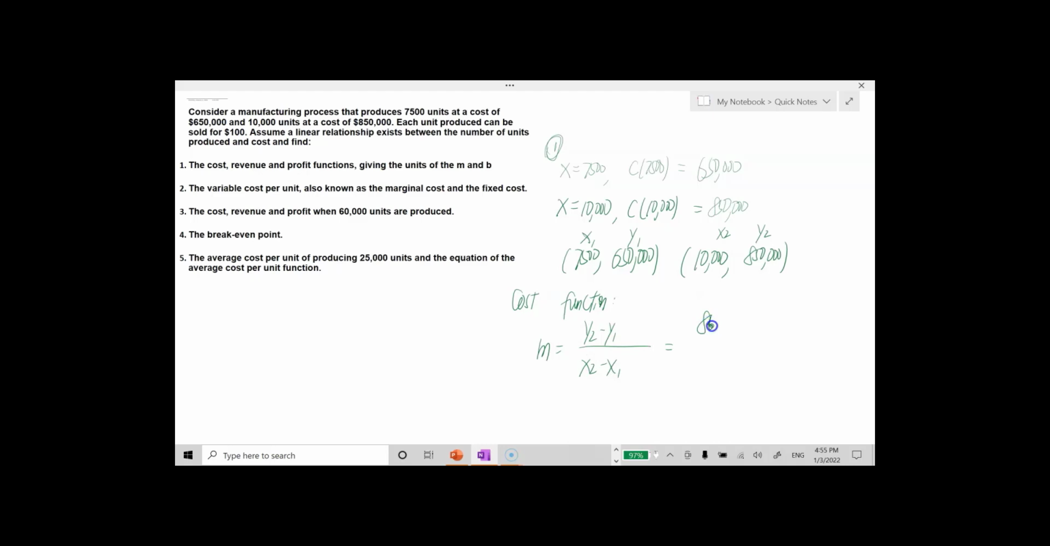So this is 850,000 minus 650,000 over 10,000 minus 7,500. So this turned out to be 200,000 over 2,500. And this turned out to be 80 per unit. So meaning the variable cost per unit is $80 per unit. From here, we'll be able to find out the cost function using the function notation.